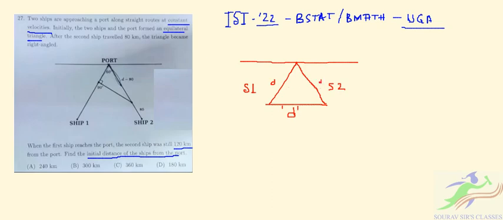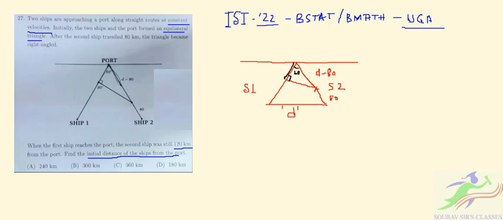Now after the second ship traveled 80 km, at this point, this is the 80 km point, and after that it is forming this right angle triangle. So we will have this side as D minus 80, and the angle is given as 60 degrees, and this is the right angle triangle.